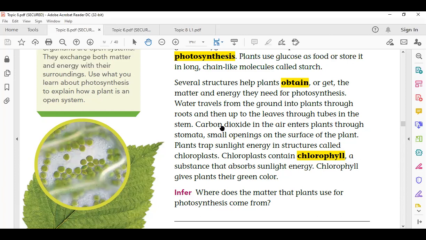Carbon dioxide is taken from the air by stomata. Plants have openings. Carbon dioxide in the air enters plants through stomata. What are stomata? They are small openings on the surface of the plant. You can't see them with your eyes. They are very small. Plants trap sunlight energy in structures called chloroplasts. So chloroplasts absorb sunlight, carbon dioxide enters the plant through stomata, and water from the soil goes to the leaves through the tubes.